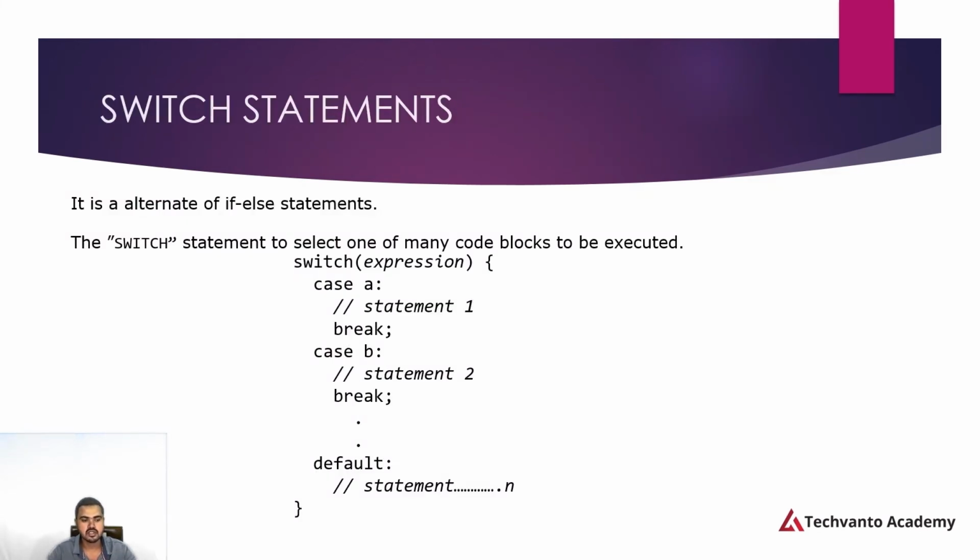Coming to the switch statement, it is an alternative to the if else statement. We use the switch statement to select one of many code blocks to be executed. This is the syntax for the switch statement in C++ programming. First it takes the switch expression, and then it matches the case values. If a case value matches, it will execute the statements present in that case. After that it breaks, and comes out of the switch statement.